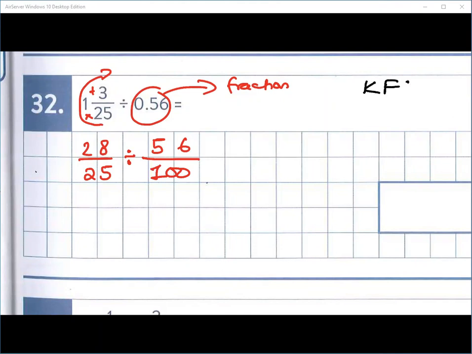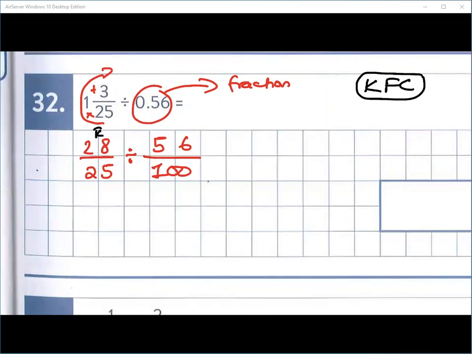Keep, change, flip. Something to do with chickens. KFC. So what do we keep? You keep the 28 over 25, then change the division into multiplication. Keep the first fraction as is, flip the second fraction, and then change the division. So that's what we call the KFC. It's not to do with the chickens. It's not as tasty as the chickens.